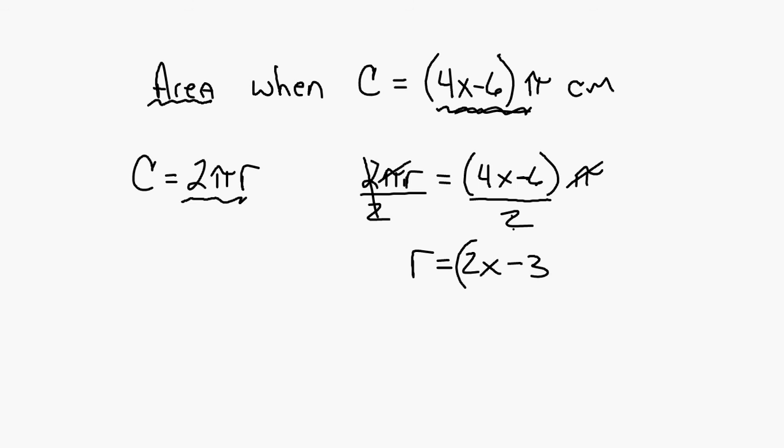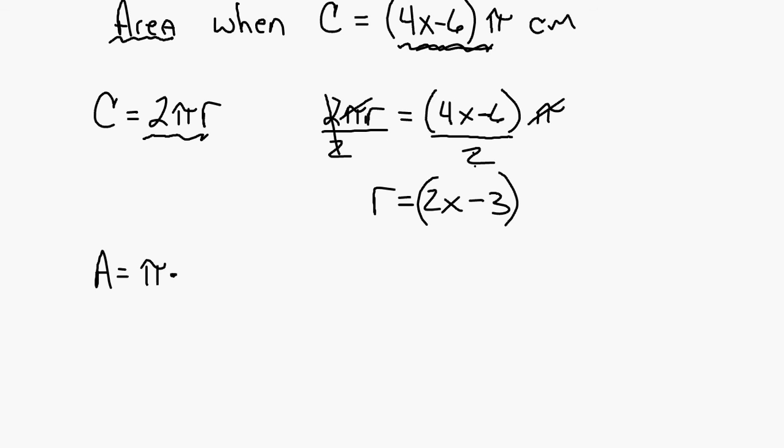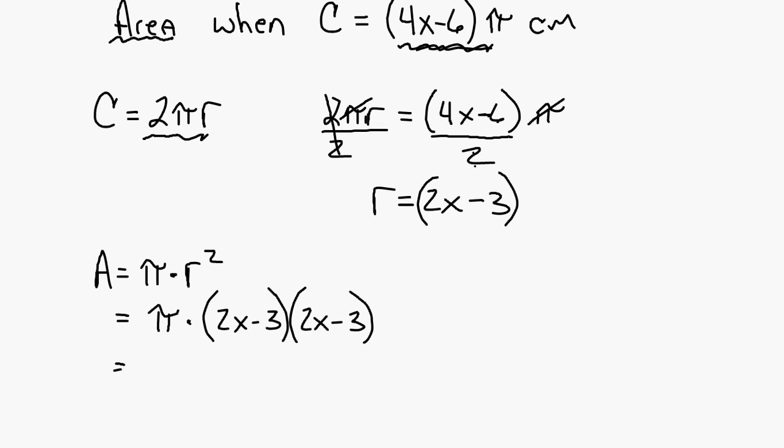So, there's your radius. So, area equals pi times radius squared. So, your area is going to be equal to pi times 2x minus 3 squared, right? Or 2x minus 3 times 2x minus 3. So you're just going to do distributive property twice, combine like terms, and you can find your area in terms of pi. You can either leave the pi symbol, I would just bring it down right now so you don't forget it.